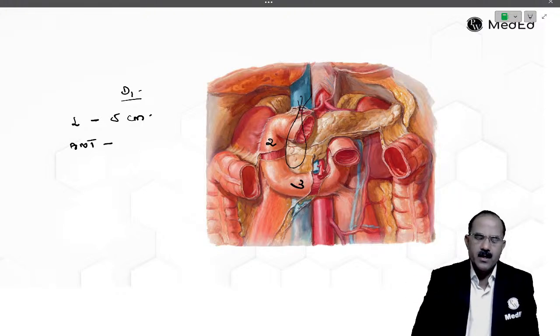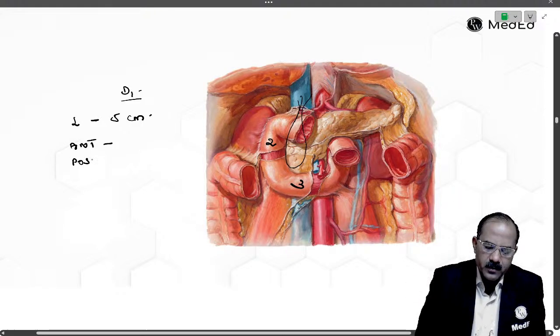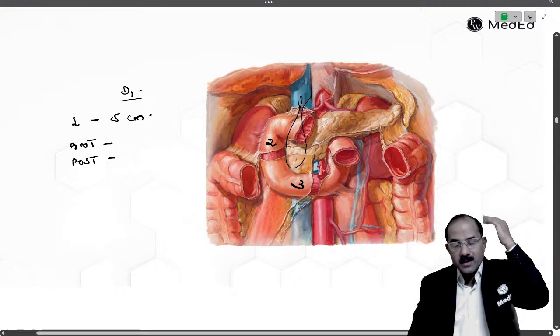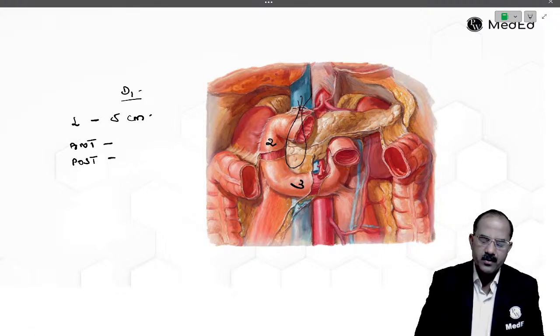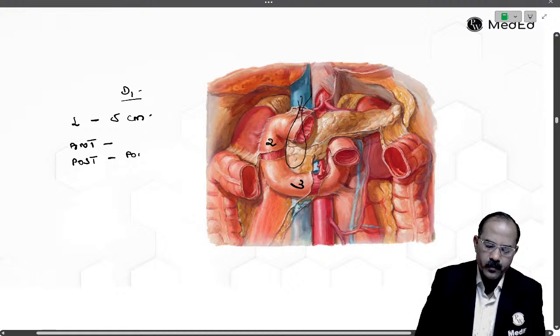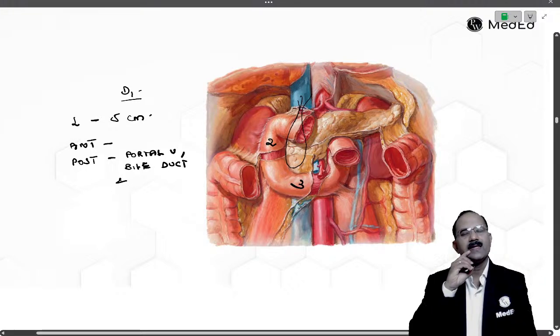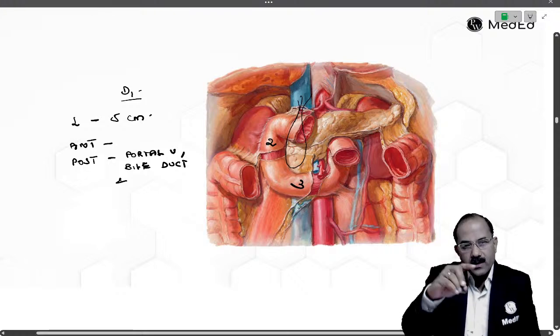Body and the neck. Posterior relations of the first part. This you should know. This comes as an MCQ. Posterior relation of the first part is portal vein, bile duct, and yes, anything else? You get a clinical question here.